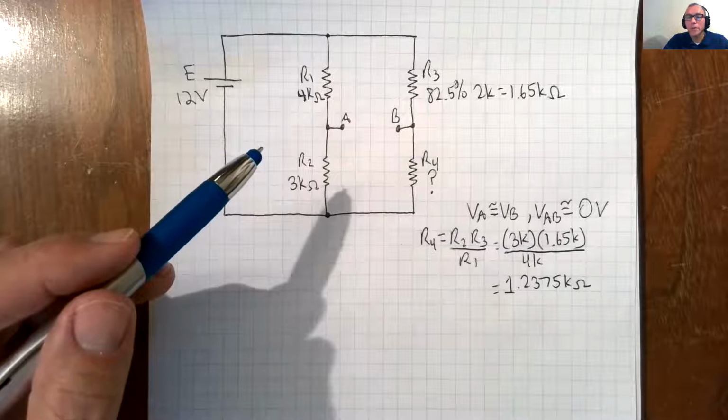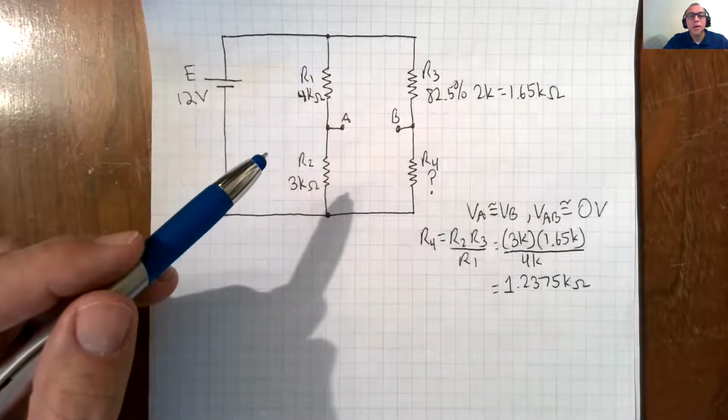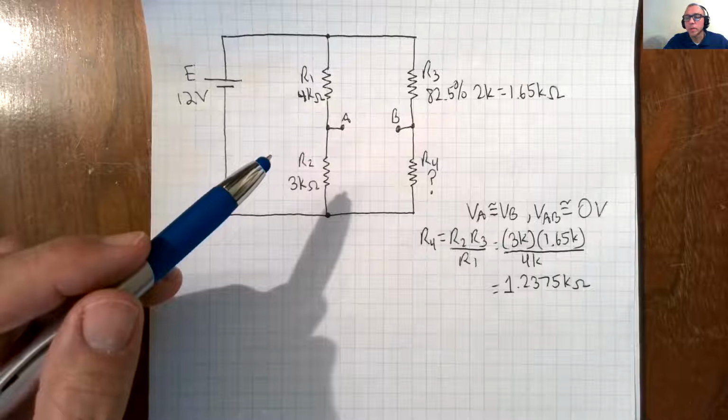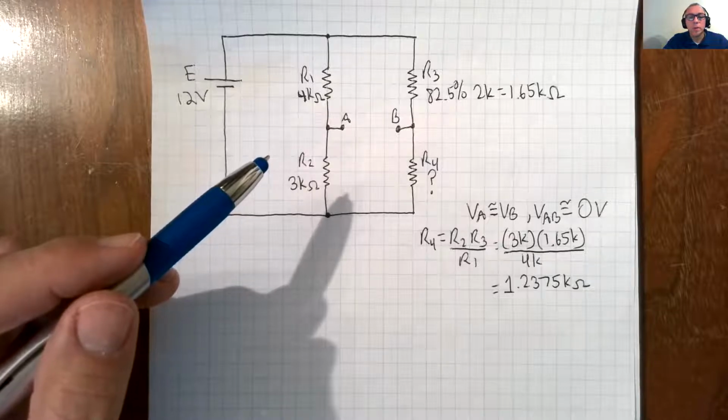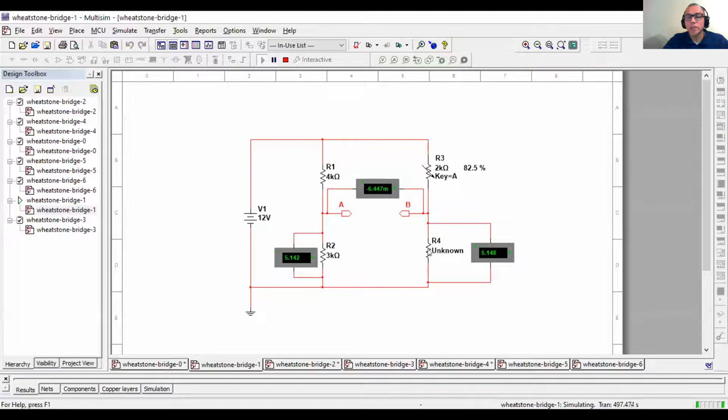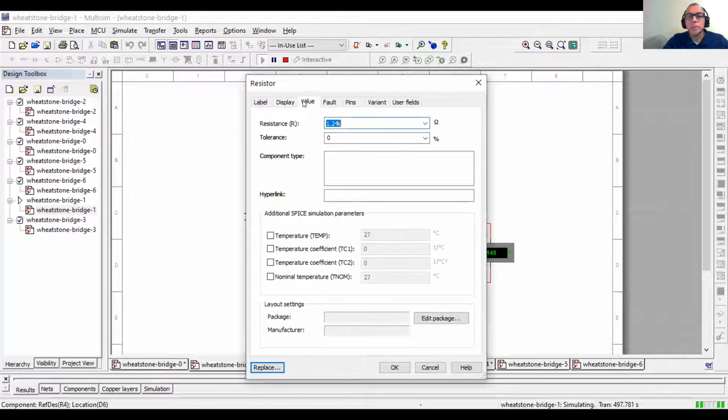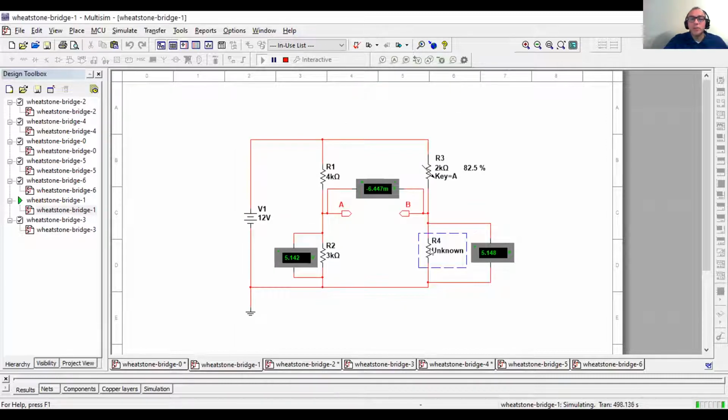So if we go back to Multisim, and we reveal that resistor, 1.24K. All right, so we had 1.2375 that we calculated, and the hidden value was 1.24. So that is how you would use a Wheatstone bridge to determine an unknown resistance. Okay, and that is a common use for it.